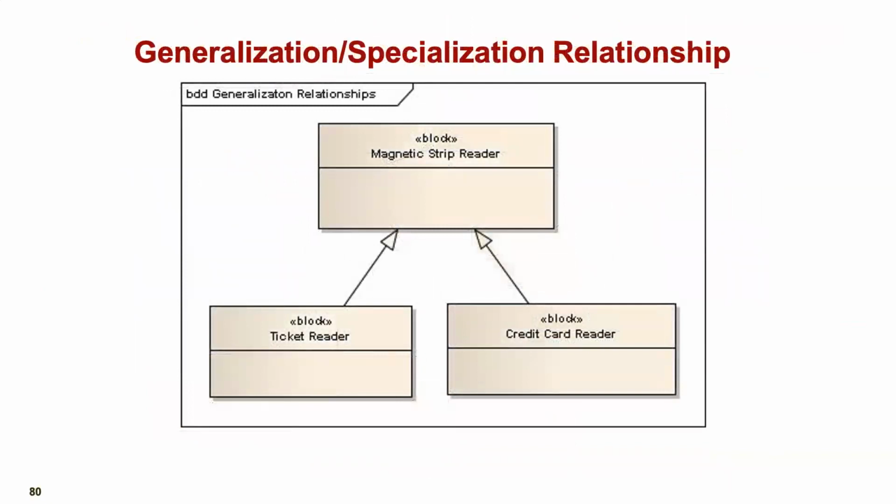And here is an example of a generalization specialization relationship. So a credit card reader or a ticket reader are more specific examples of a magnetic strip reader for a more specific application.